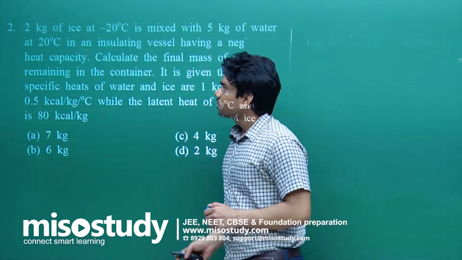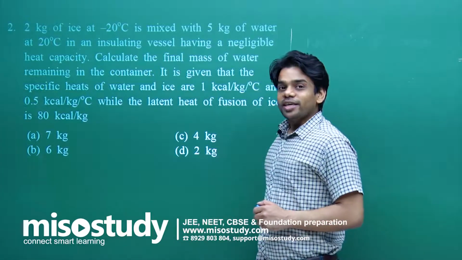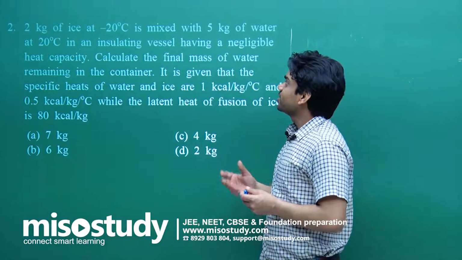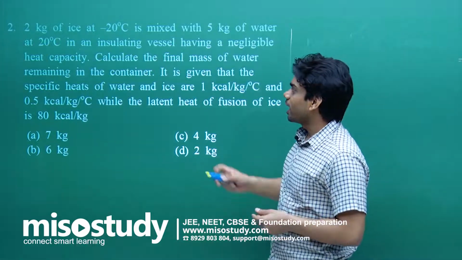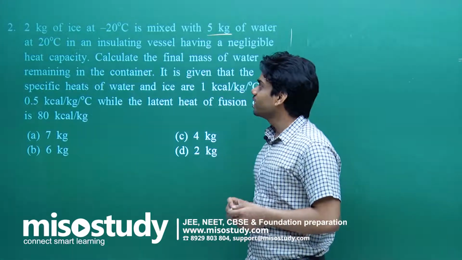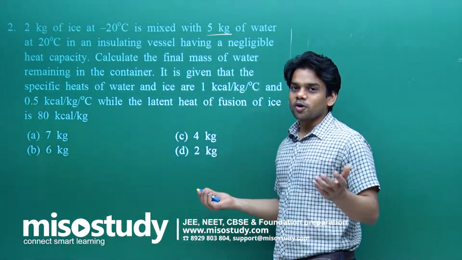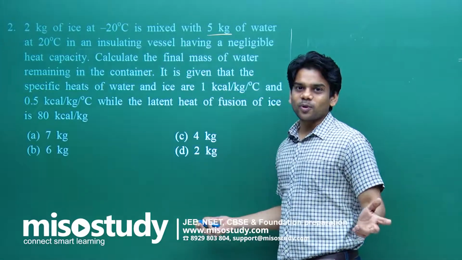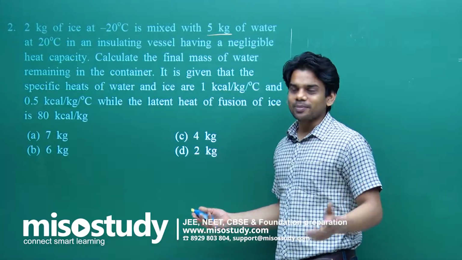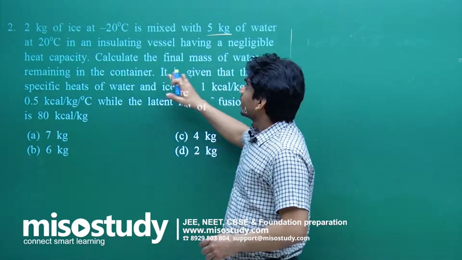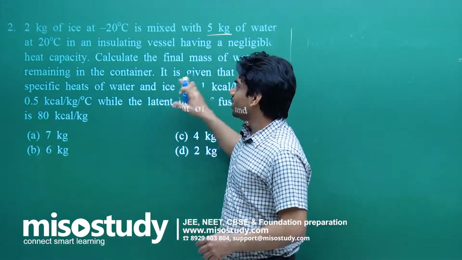Question number 2. 2 kg of ice at minus 20 degrees Celsius is mixed with 5 kg of water at 20 degrees Celsius in an insulating vessel having a negligible heat capacity. So need not to worry about the calorimeter, need not to worry about the vessel, need not to worry about its heat capacity. Calculate the final mass of water remaining in the container.